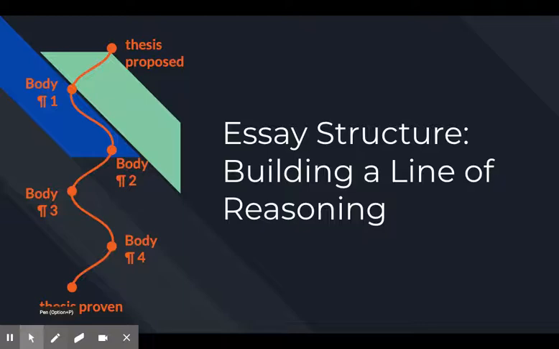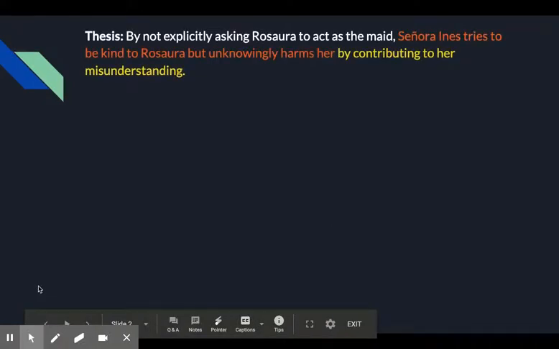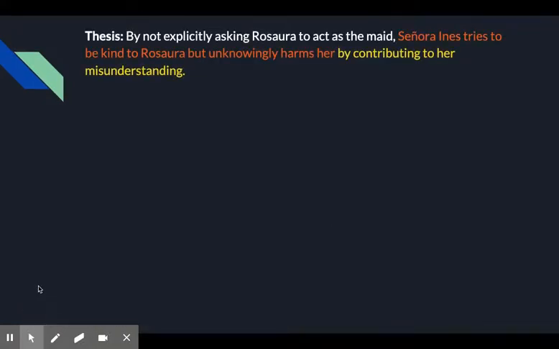So we're going to look at an example essay outline for an essay on Liliana Hecker's short story, The Stolen Party. And my thesis is, by not explicitly asking Rosaura to act as the maid, Señora Inés tries to be kind to Rosaura, but unknowingly harms her by contributing to her misunderstanding. So I see this thesis as looking at two different things. One is Señora Inés's actions and their consequences, and then the other is Rosaura's misunderstanding.